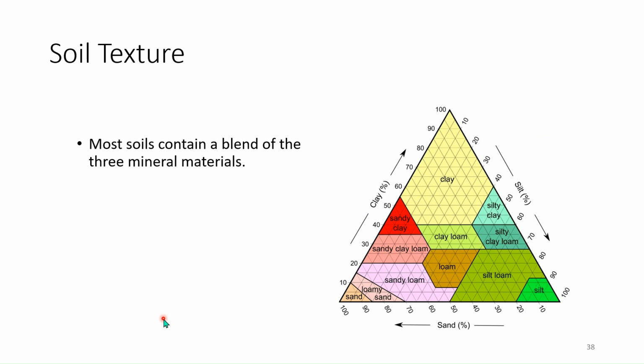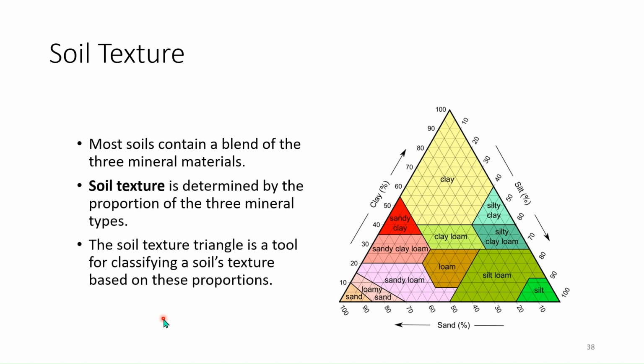Soil texture is the combination of all of those blended size fractions together. So it's determined by the three of them. And a soil texture triangle has been created in order to try and define what types of textures we have. So you'll be able to use the soil texture triangle in your lab in order to determine what sort of soil is present for you.